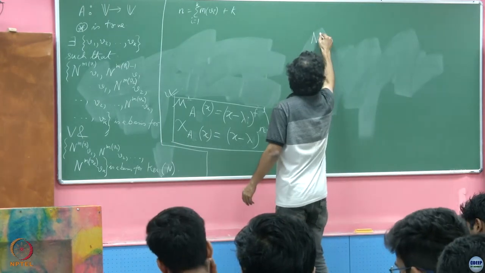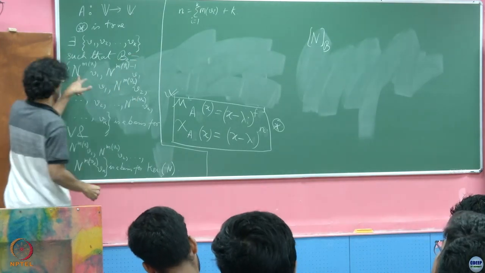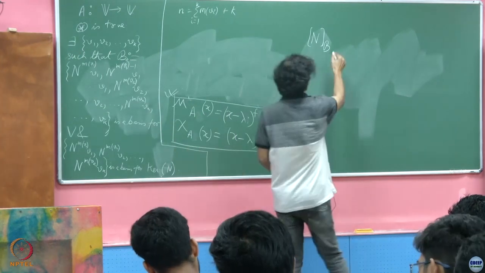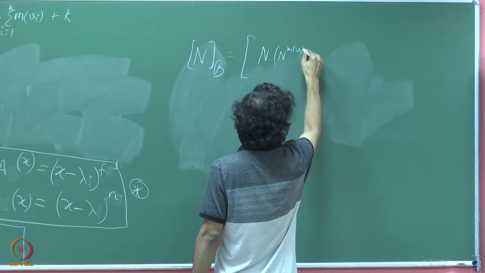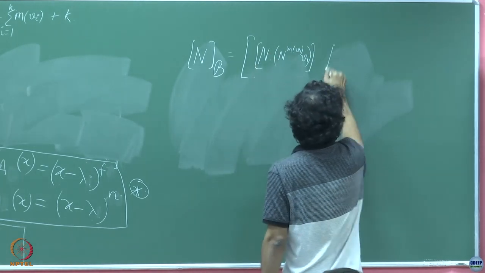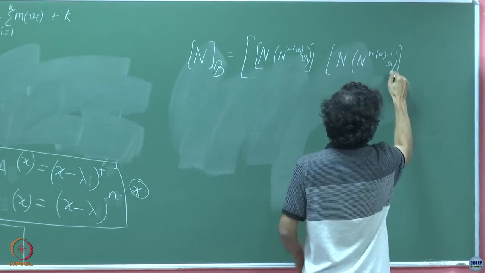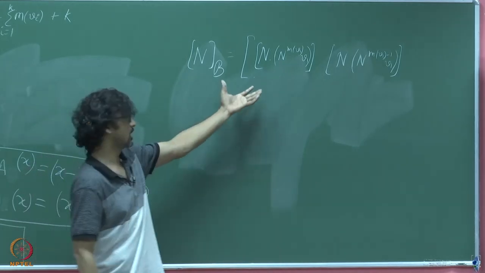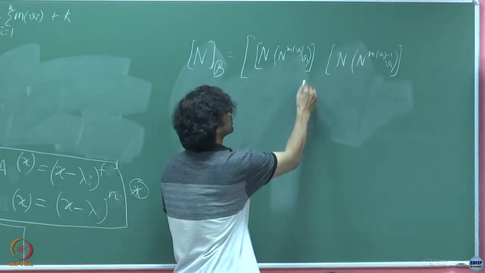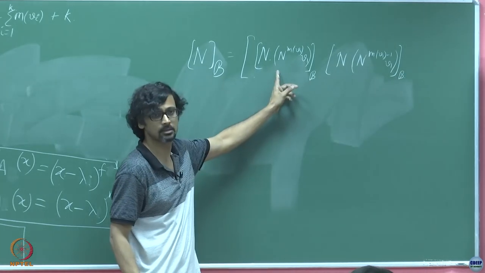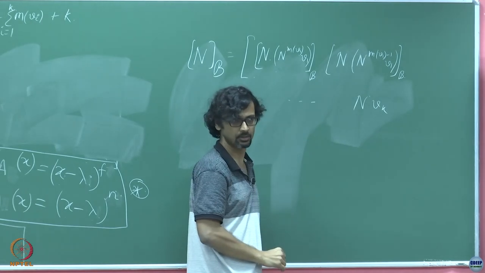So N subject to this basis, right? This is the basis. So let's define this as the basis, okay? Subject to this basis, what does it look like? It's going to look like N acting on N to the power m_v1 v1, its basis representation, then N acting on N to the power m_v1 minus 1 v1, subject to that basis. You with me on this? That's how you understand the representation of an operator as a matrix. Its action on members of the basis represented in terms of that same basis. These are vectors, right? So it goes all the way up to N's action on vk. Is it not?